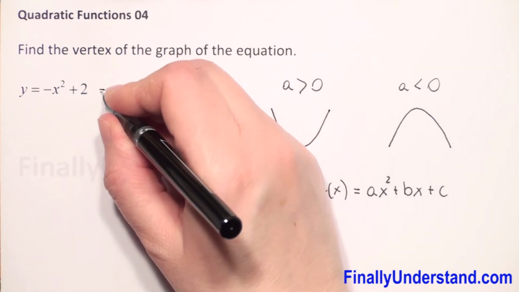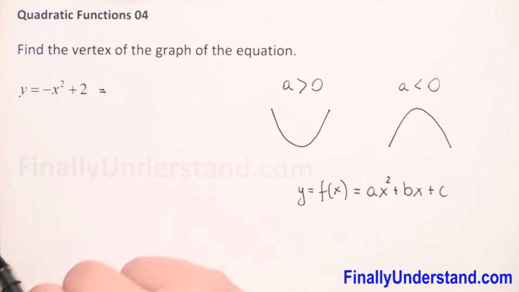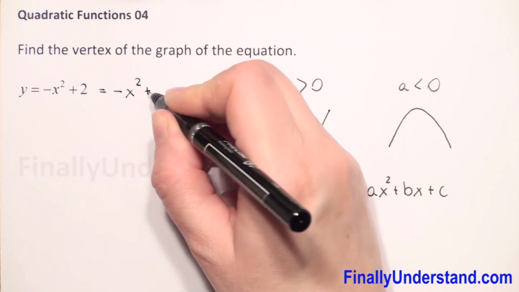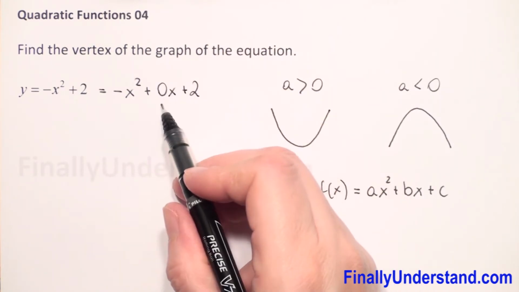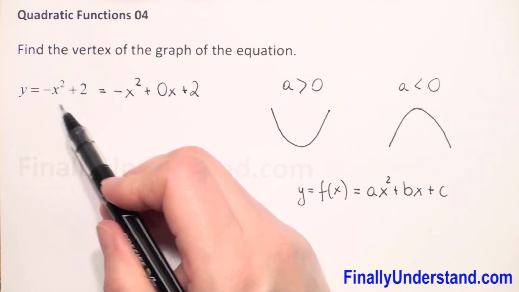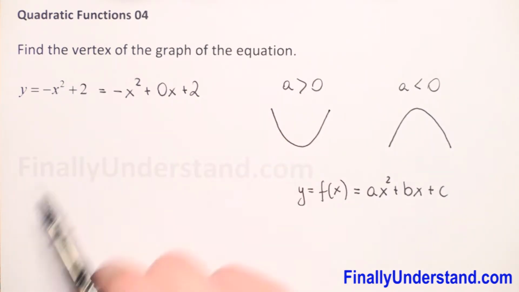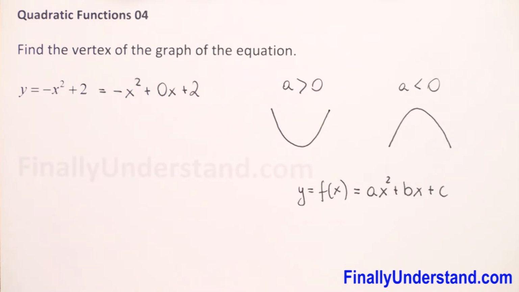So we can rewrite the equation of our function: this is equal to negative x squared plus 0x plus 2. Why 0? Because we don't have an expression with x here. 0 times x gives me 0. So everything is still the same. I didn't change the equation of our function.